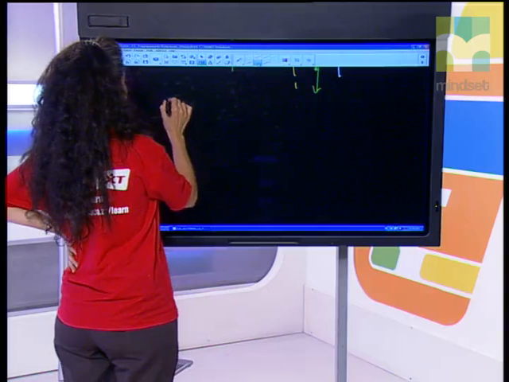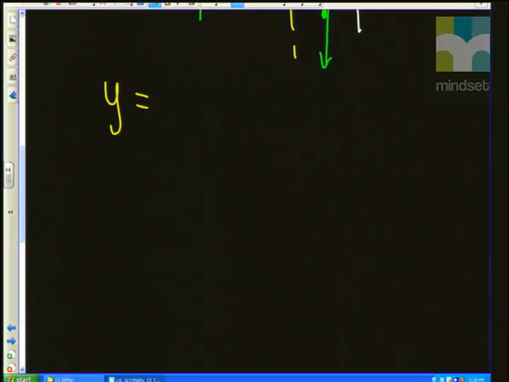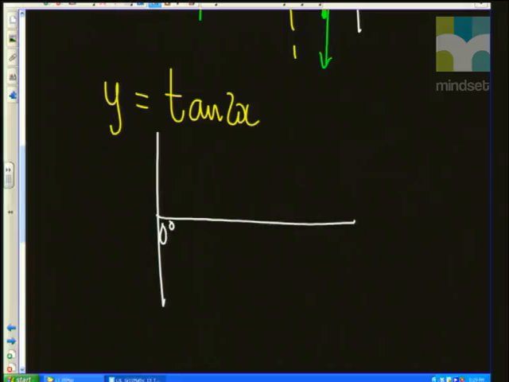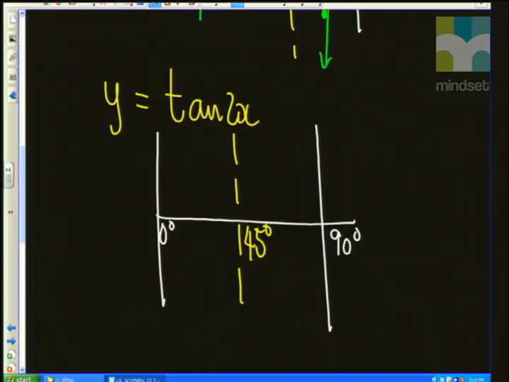So, this y equals tan 2x. Look, I'm not even going to write the values down. I'm going to go 0 degrees, and I'm going to write here 90 degrees. Then halfway, I'm going to have 45 degrees. That's my asymptote. And halfway, I'm going to have my 1. So at 22.5, I'm going to have my 1 value. And at 67.5, I'm going to have my -1.